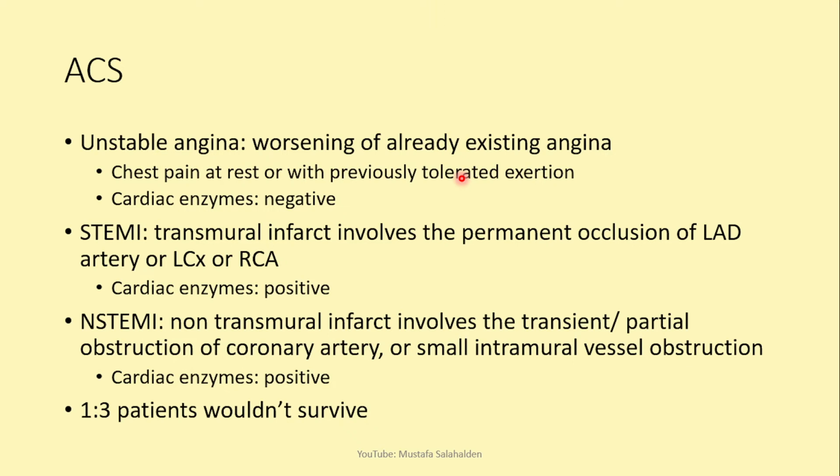So acute coronary syndromes have three types, and there is a crescendo pattern. There is unstable angina, which is worsening of already existing angina, with chest pain at rest or with previously tolerated exertion, and cardiac enzymes are negative in unstable angina. And the unstable angina crescendos into either STEMI or non-STEMI.